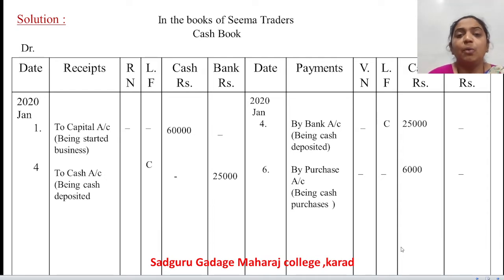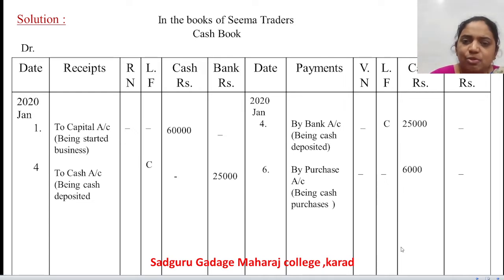So on the bank account debit side, you will write date 4, to cash account, being cash deposited. In the LF number, you will write C. And in the bank column, remember which column, you will write 25,000. Got it? This was about the debit side. Then on the credit side, what will you write? Again 2020, since it is the first time you are writing, you have to write the year, Jan, 4th date. And here what do you write to cash? So there will come by bank account.